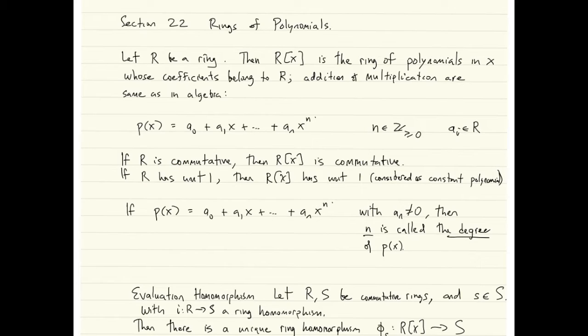If R has 1 as the unit, which is what rings with unit have, then R adjoin X has 1 as the unit, considered as the constant polynomial. This is again a very obvious statement. Okay, and then just a piece of terminology. If we have a polynomial where the highest degree term is n, this a sub n is non-zero, so that means the x to the n is actually appearing, or has to appear, then this number n is called the degree of p of x. So just familiar from hopefully high school algebra, the degree of a polynomial.